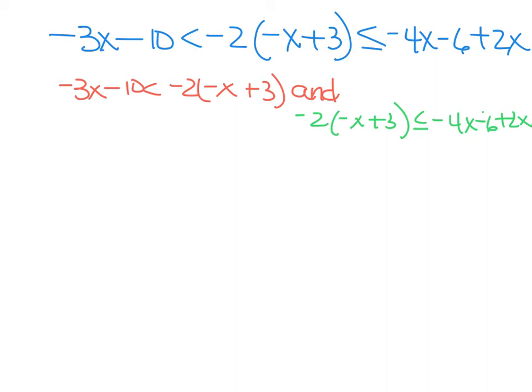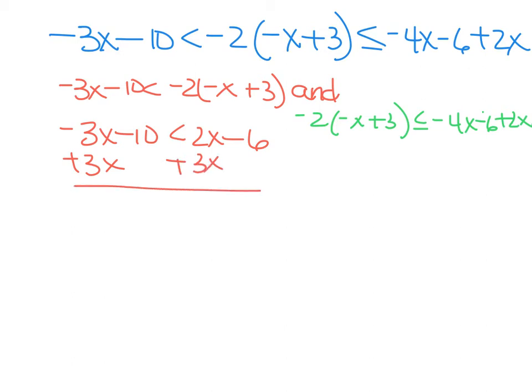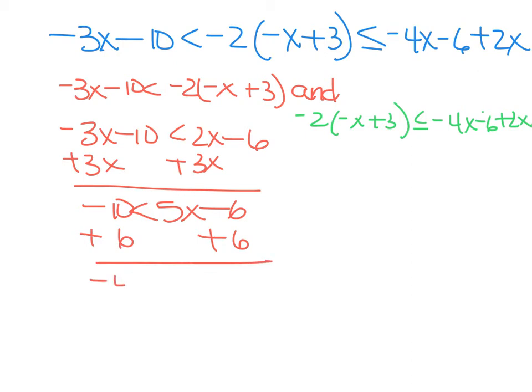All right, so let's go to the red one first. So we have negative 3x minus 10 is less than, distributive property, 2x minus 6. I'm going to add 3x to both sides. I get negative 10 is less than 5x minus 6. Sorry, this is kind of messy. I try to write neat on here. I get negative 4 is less than 5x. Divide by 5. So x is greater than negative 4/5. Okay, we'll come back to that in a minute.